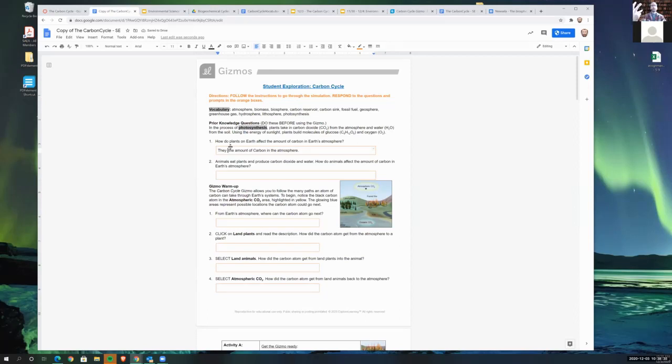If plants are taking carbon dioxide from the air and then turning it into glucose. Hilan, thank you, says decrease. Yeah, I would agree with you guys. Decrease the amount of carbon in the atmosphere because they're storing it now in the plants in the form of glucose. The carbon started in the form of carbon dioxide in the air, gets absorbed in the plant, and is now glucose because of photosynthesis. So it's now stored in that plant. Animals eat plants and produce carbon dioxide and water. How do animals affect the amount of carbon in Earth's atmosphere? Thank you, Irvin.